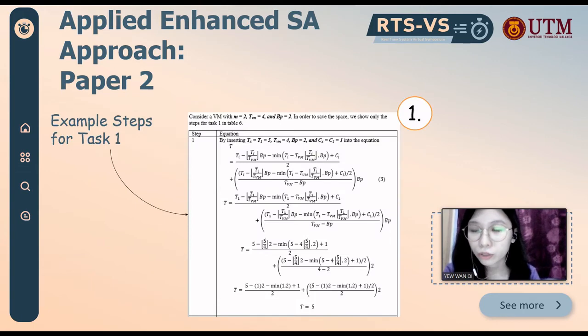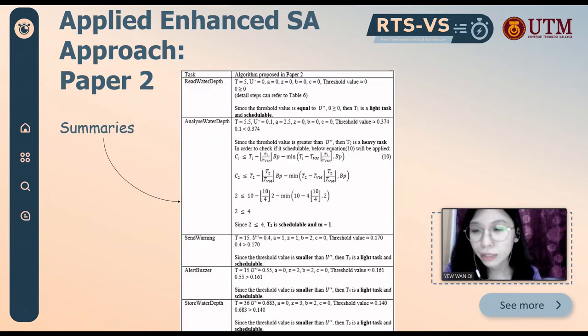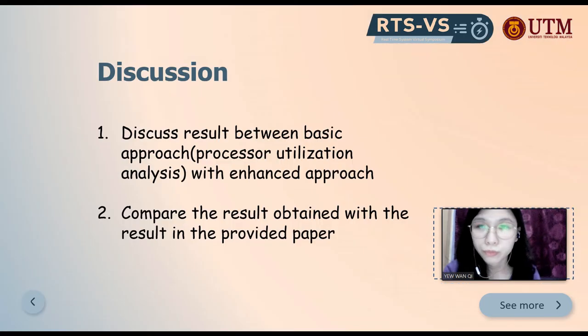Here shows the calculation steps for task 1. From here we can see all the data can be obtained by using the equations given in paper 2. Look at figure 3 here. We can conclude that task 1 is a light task and schedulable since the threshold value is equal to the utilization of the task. This is a summarized table for my case study task set. From here we can conclude that the task set is schedulable since all the tasks are schedulable.